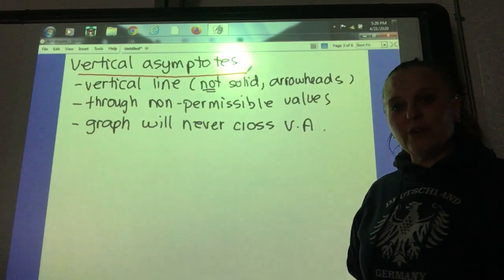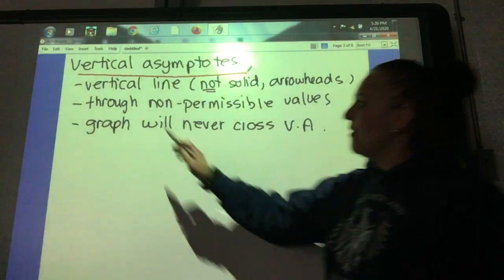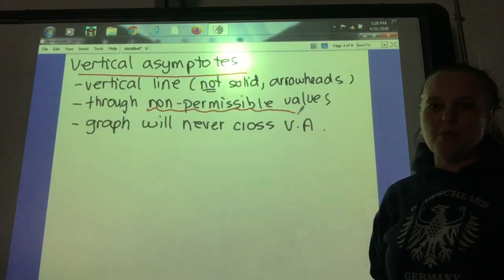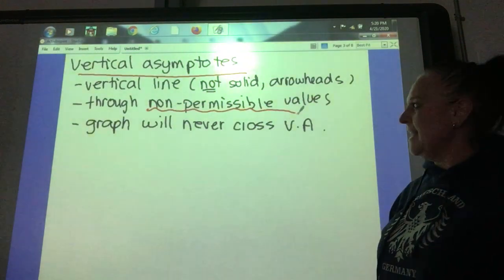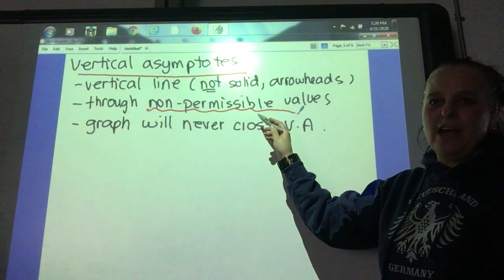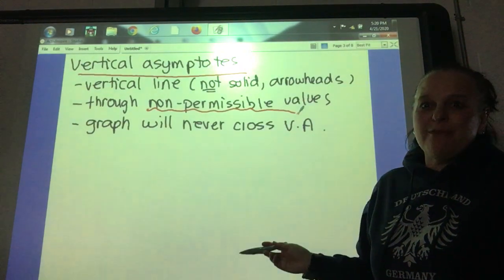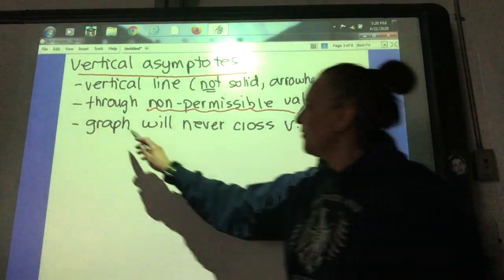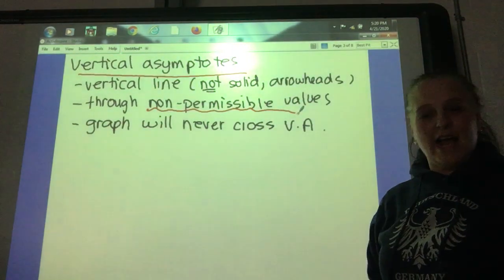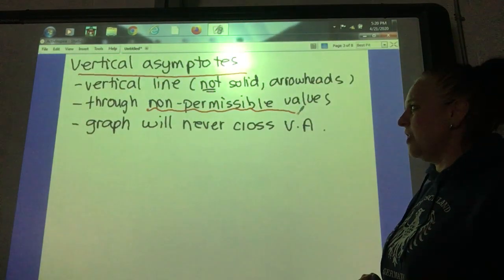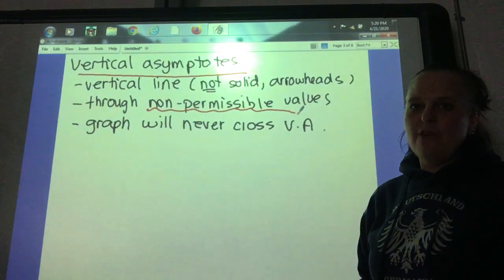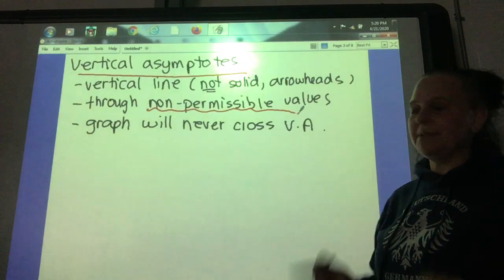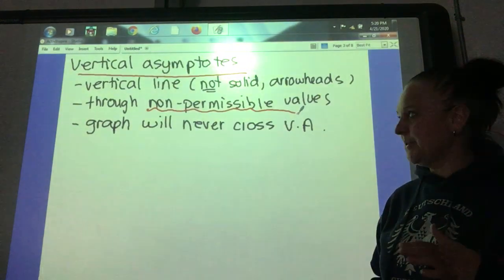Now, how do we know where to draw the vertical asymptotes? Well, they will go through the non-permissible values. We know that. We're experts at non-permissible values. That makes sense. If it's a not allowed value, then when you draw the graph, you can't have a graph drawn in a spot where there are values that aren't allowed. So the graph will never ever cross the vertical asymptotes because that represents our non-permissible values. It makes sense, right? If we can't have that value in the equation, then we can't have that value on our graph. So it should make sense, vertical asymptotes.